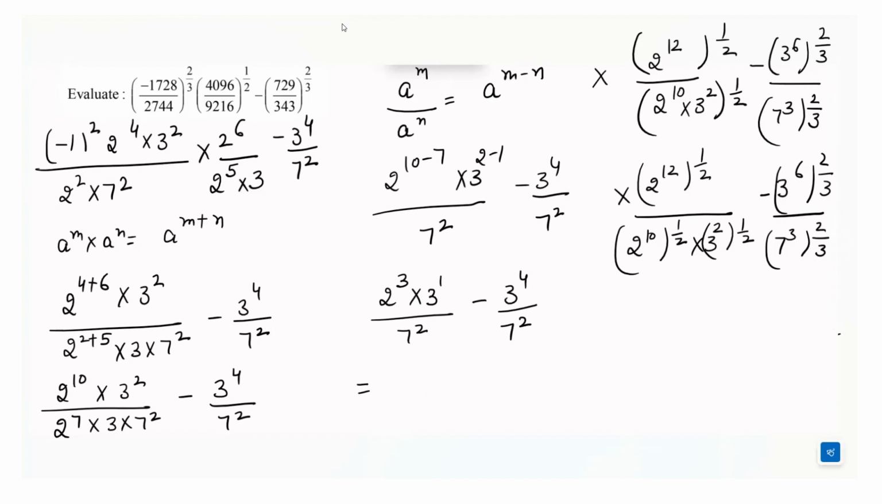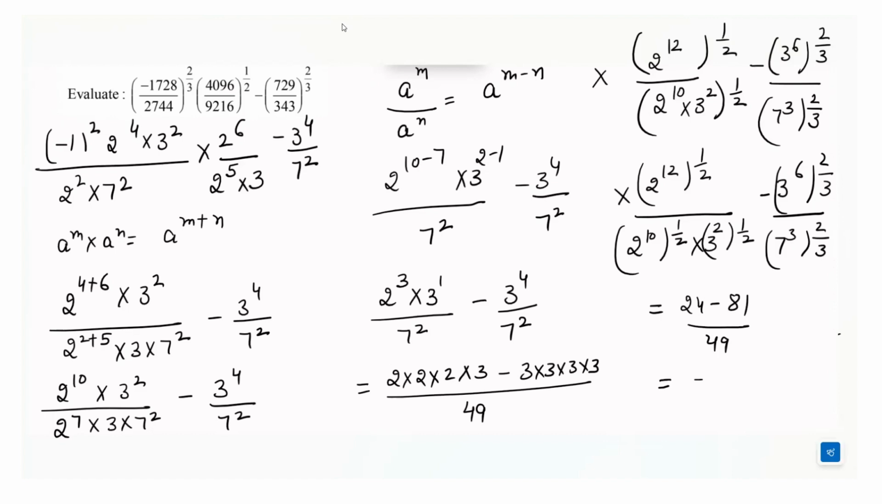That means we'll get 2 into 2 into 2 into 3 over, since it is 7 squared, we can just write 49 as the denominator, minus 3 into 3 into 3 into 3, which is equal to 8 into 3, 24, minus 81 over 49, which is equal to minus 57 over 49. So that is the answer for this particular question.